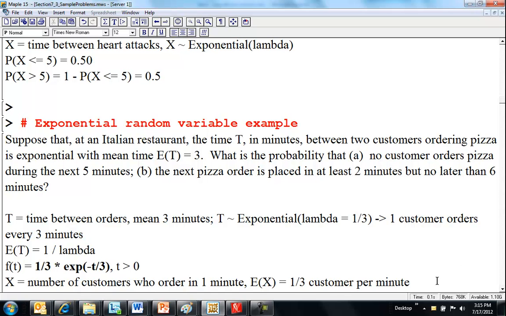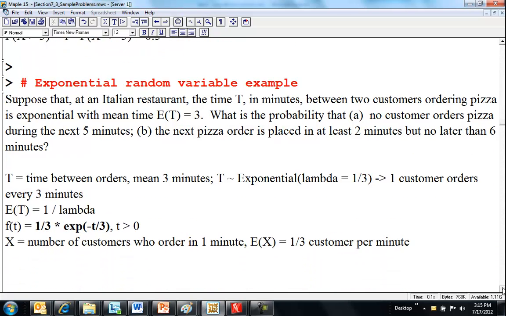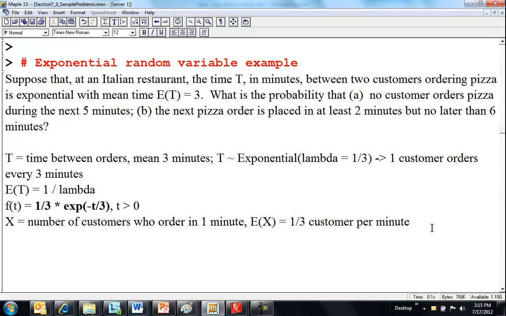Okay, I know that sounds a little bit strange, but I need to figure out what the parameter is for the Poisson. So then the Poisson, P of x, it's a density function, it's a mass function, it's discrete. X is the number of customers who order in 1 minute. We expect a third of a customer, so this would be (1/3) raised to the x times exp of negative 1/3, divided by x factorial, and this is valid for x's from 0, 1, 2 to infinity.